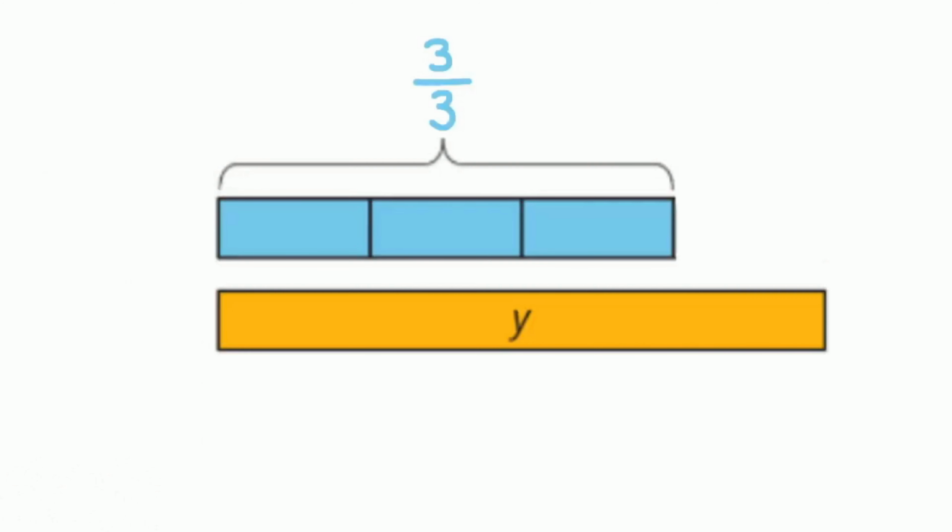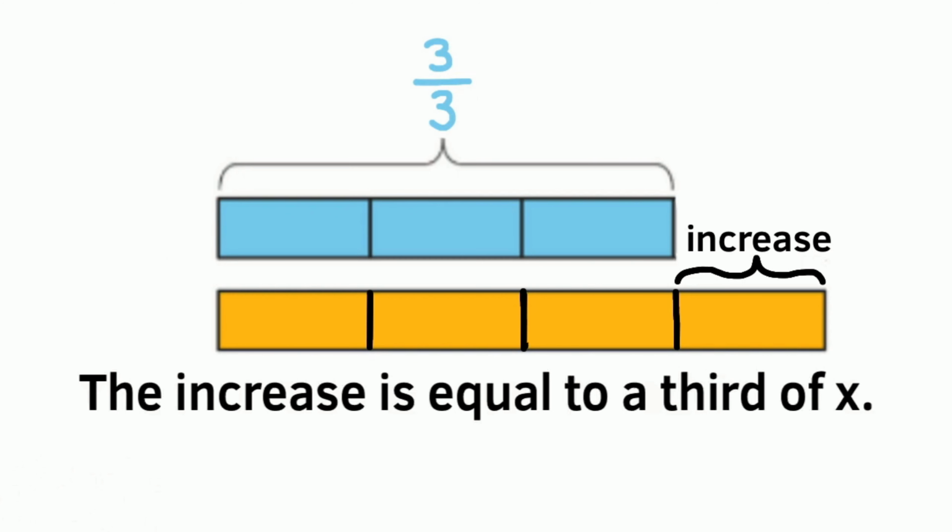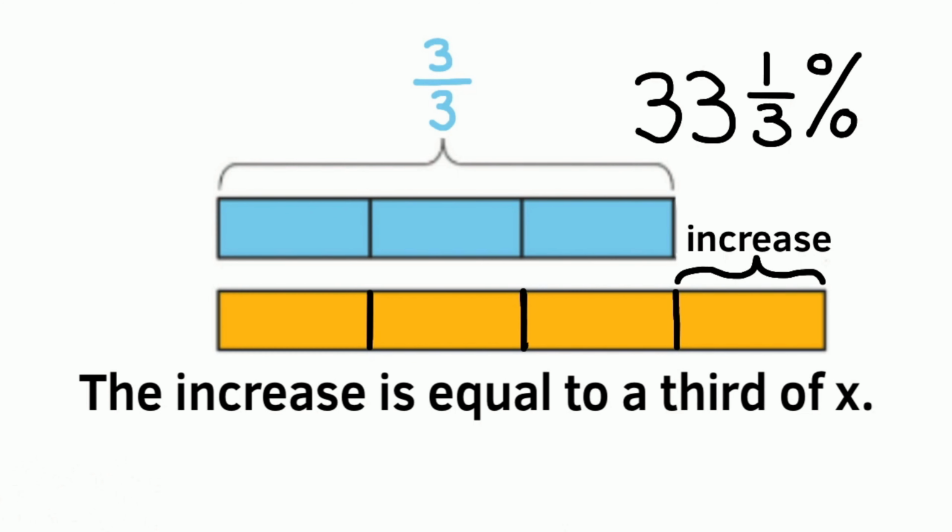You'll notice that the blue sections, x, is divided up into 3/3. The increase from x going to y is the same as one of the x's thirds. So the increase is equal to 1/3 of x. And 1/3 is equal to 33 1/3%. So the increase is 33 1/3% of x.